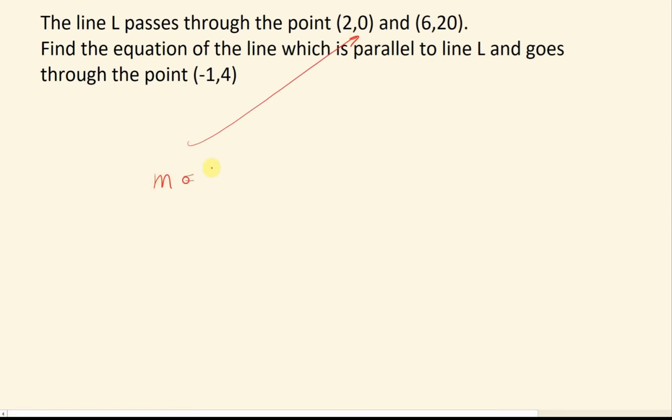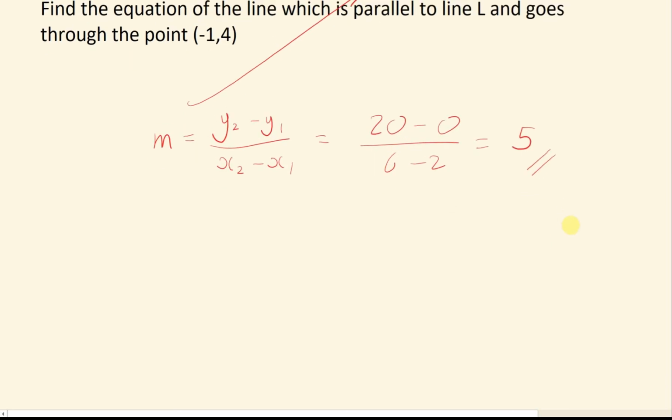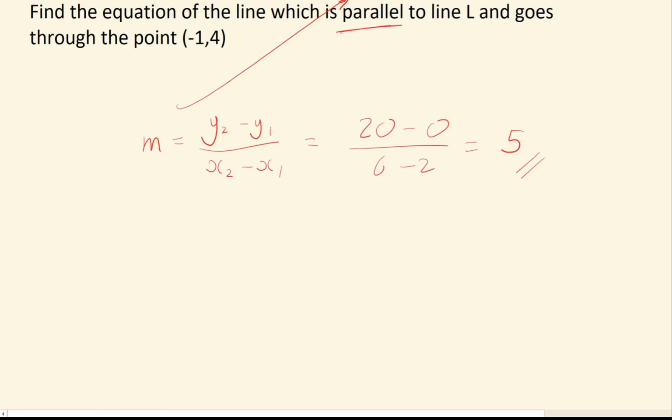So for that we have the formula. m is y2 minus y1 over x2 minus x1. We've got x1, y1 and x2, y2. Plugging that in, we can fairly quickly work out that that gradient is going to be 5 because it's 20 divided by 4. So for the parallel line, it must have the same gradient. So for this equation, the line that goes through -1, 4, I must have y equals 5x plus something.